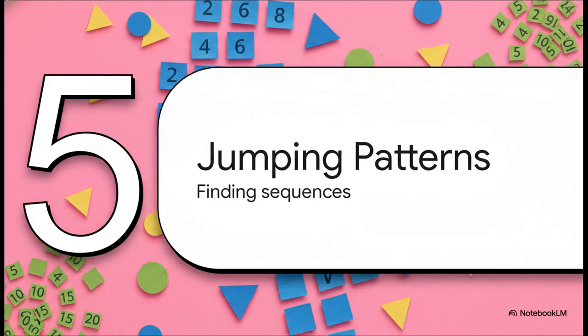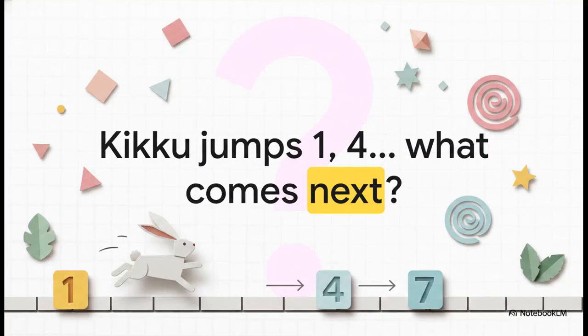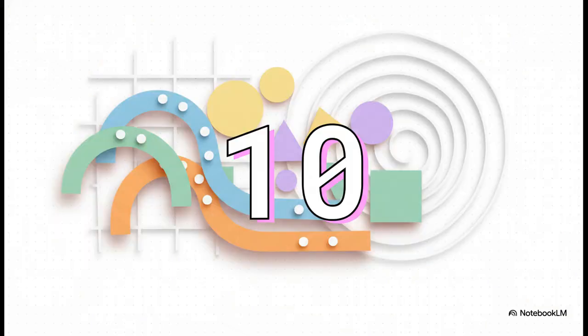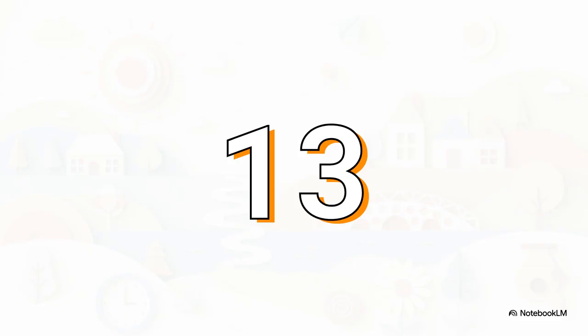And that brings us to our final section, number 5, jumping number patterns. Here, the text introduces us to Kiku the rabbit, who is happily jumping along a path of numbered tiles. Kiku starts on tile number 1, then he jumps to tile number 4, which is a jump of exactly 3 spaces. So if he keeps applying that exact same rule over and over, what number tile is he going to land on next? Yep, you guessed it. He lands on 7. 4 plus a jump of 3 gets us right to 7. And then another jump of 3 takes him straight to 10. Keep that going, and he lands on 13. You get the idea. It perfectly shows how one simple rule creates this infinite, completely predictable pattern.